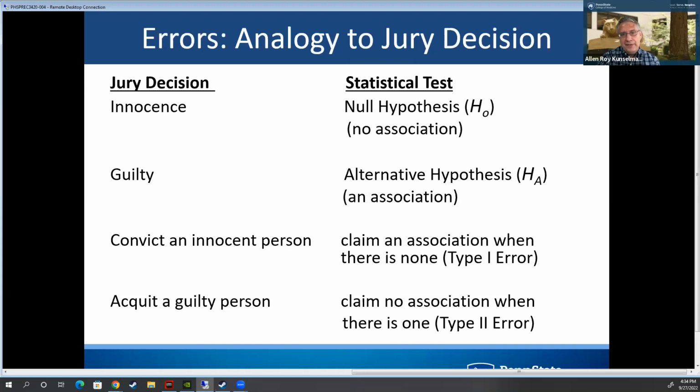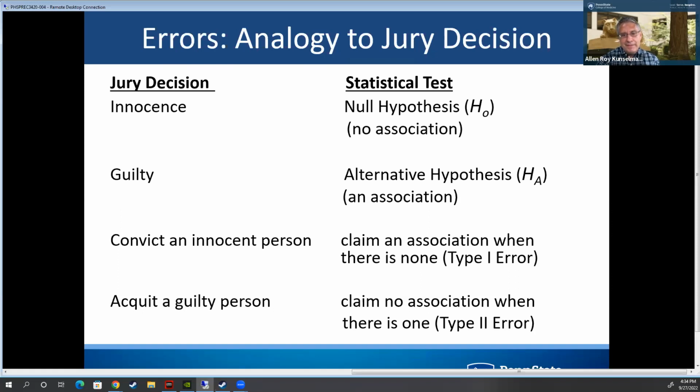So I don't know if any of you have seen this analogy before, but to a jury decision. Think about your null hypothesis that there's no association. Put yourself in place of the prosecuting attorney in a case. His null hypothesis is that the person on trial is innocent of the crime. But what the prosecuting attorney is trying to prove, his alternative hypothesis, is that he is guilty.